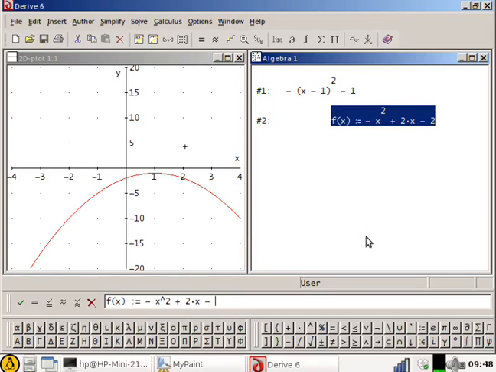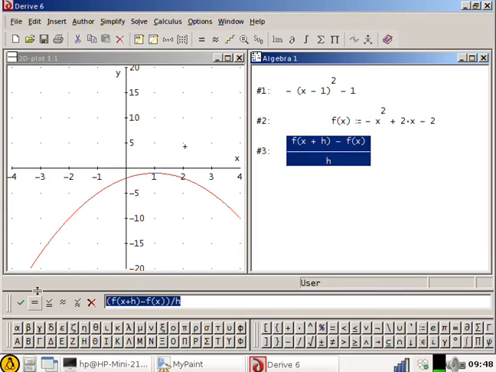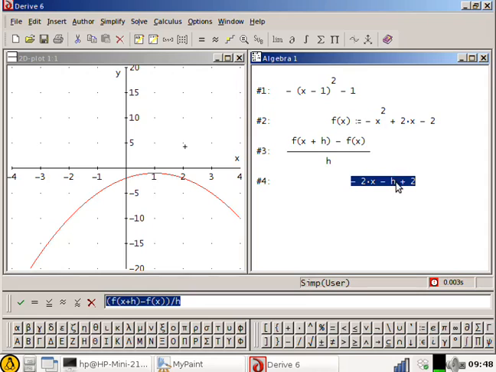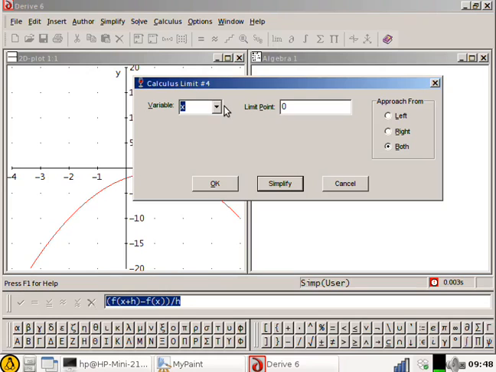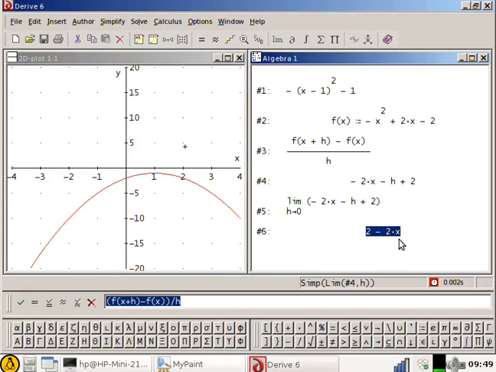So what's the formula? f(x plus h) minus f(x) all over h. So I'll just get the program to substitute it in and simplify, and you'll end up with that. And then what do I make for h at the end? 0. So I will now calculate the limit as h goes to 0, and I get here 2 minus 2x.